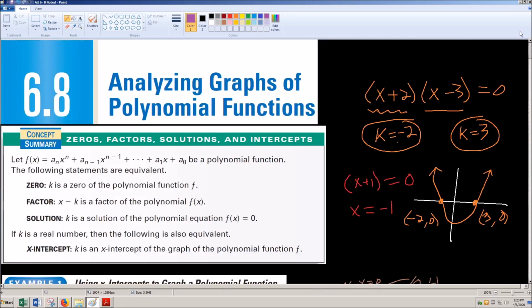That is analyzing graphs of polynomial functions. Hope you enjoyed it as much as I did.